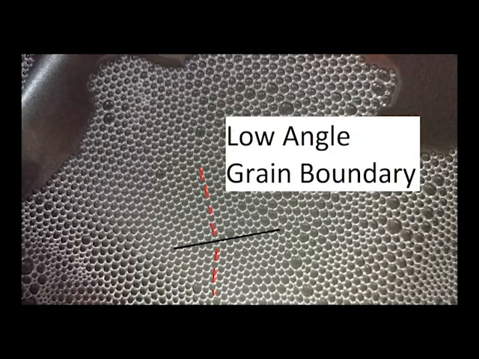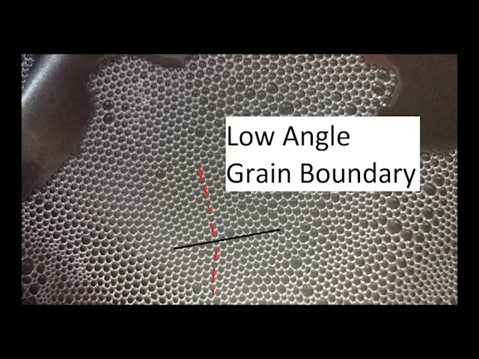Grain boundaries, low angle and high angle. Grain boundaries are typically broken down into two categories. The first category is low angle boundaries, also known as subgrain boundaries. Low angle boundaries are ones in which the misorientation between two grains is less than 15 degrees.